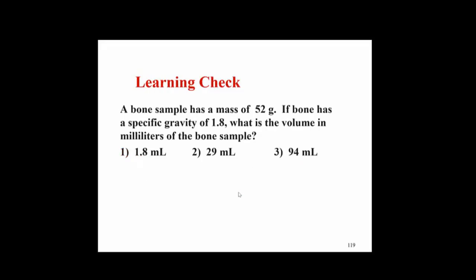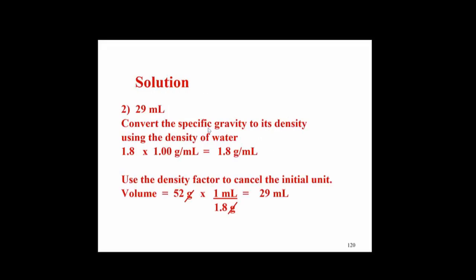Okay. Go, guys. Is it fair to say that if you have a specific gravity, you have density? It is fair to say that if you have density, you can use density as a conversion factor to convert mass to volume. So first convert the specific gravity to density, which is 1.8 gram per ml, by simply adding the unit gram per ml.